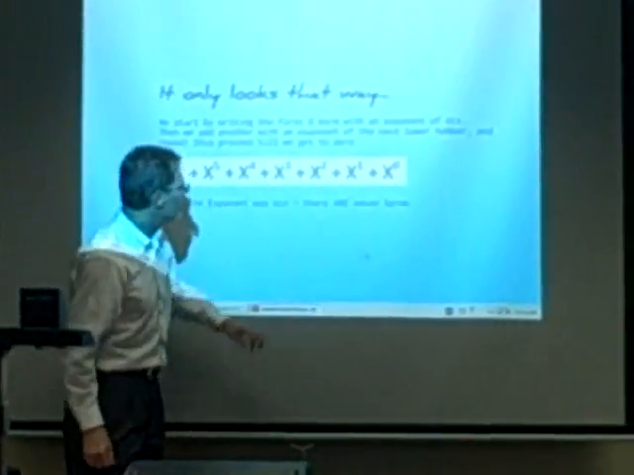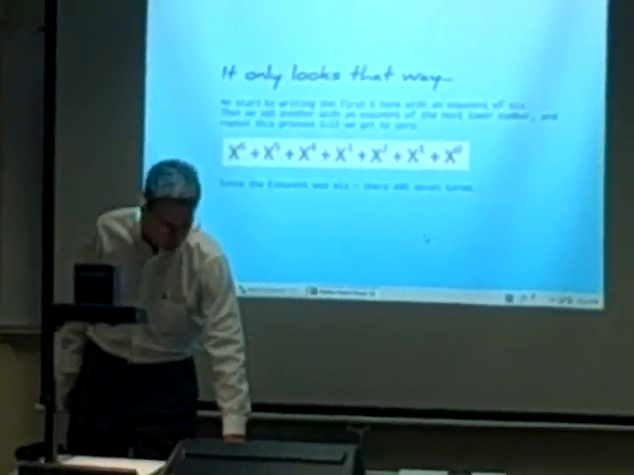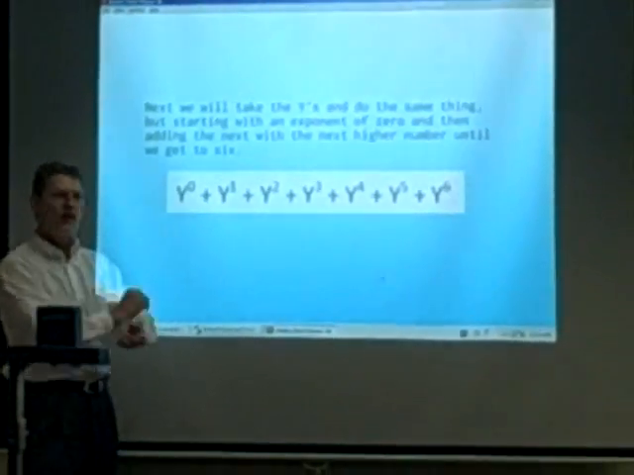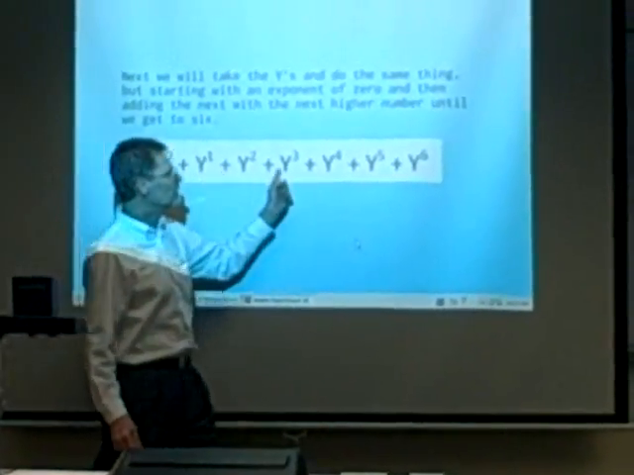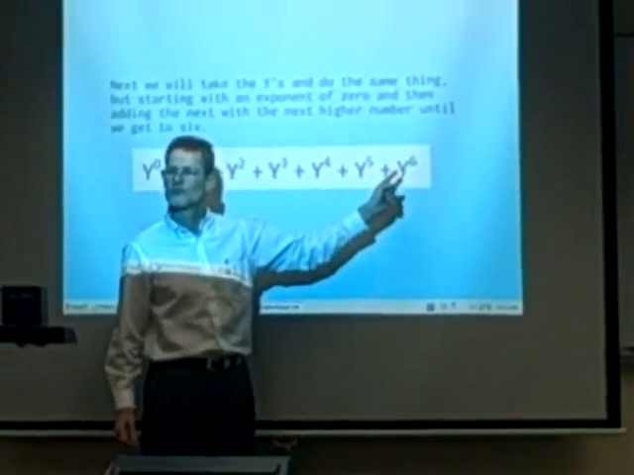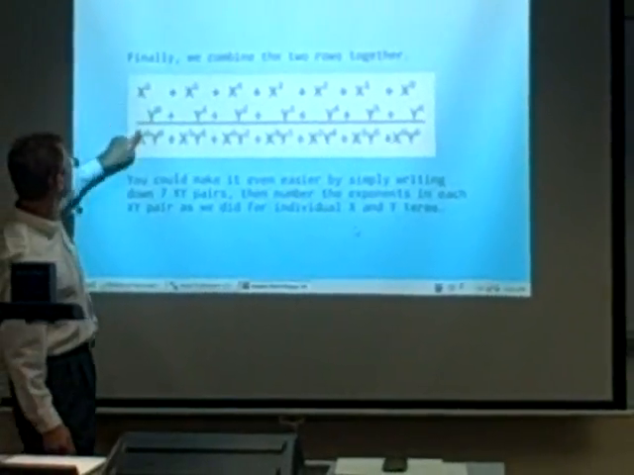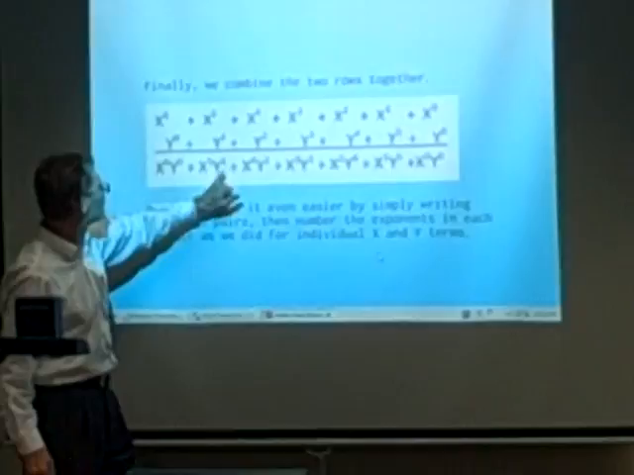All right? So, that's the first step. The second step is we do the same thing to the y's, except we flip them around. So y starts off at 0 and goes all the way up to 6. Then we can combine these two and we get xy pairs.